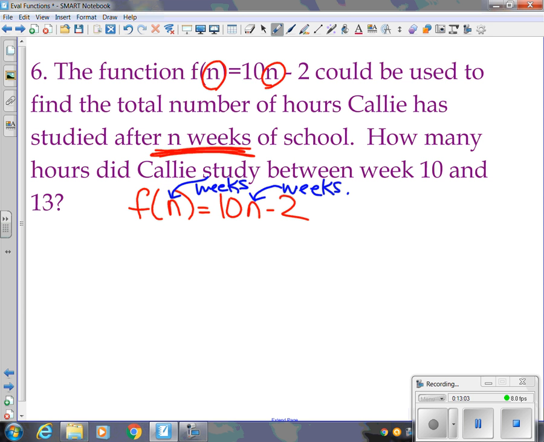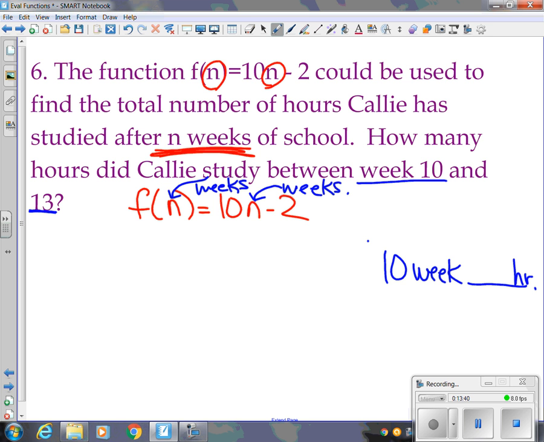So when I read the problem, do I have a number of weeks? Yes. How many hours did Callie study between week 10 and week 13? I've got two week numbers in this problem. Does everybody see that? It's like I want to tally up, at the 10 weeks mark, by the time she's been in school 10 weeks, if she studies the same amount all the time, how many hours would she have worked?